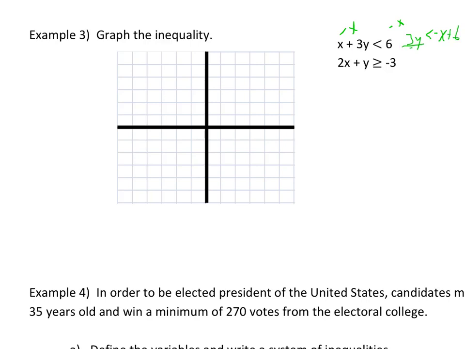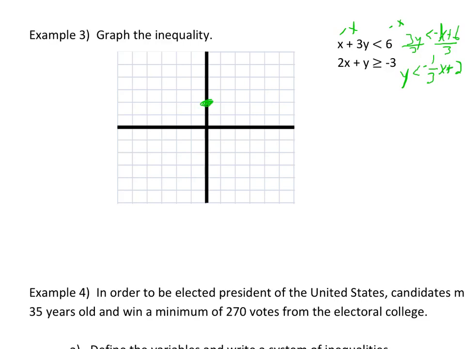We have to divide by 3 also. If you remember, we have to be careful of what we divide by. If it's negative, the inequality will point the other way, but this is a positive 3, so that's good news. It's just y less than, and we have two fractions here. We have a negative 1/3, and then we have 6 divided by 3, which is a positive 2. And that's our first equation that we'll graph, so let's do that right now.